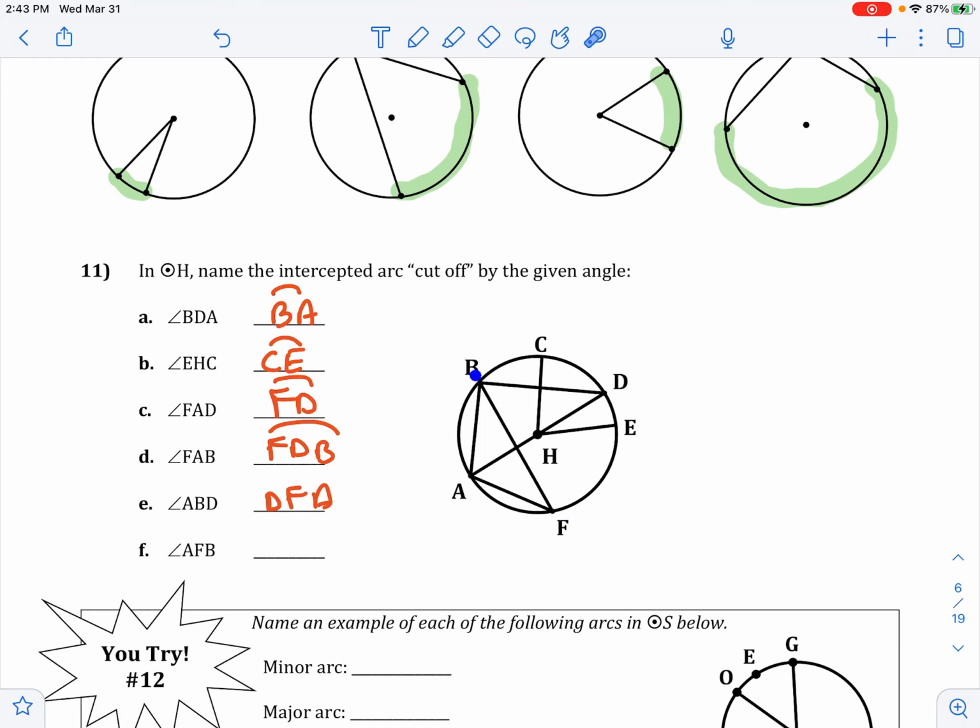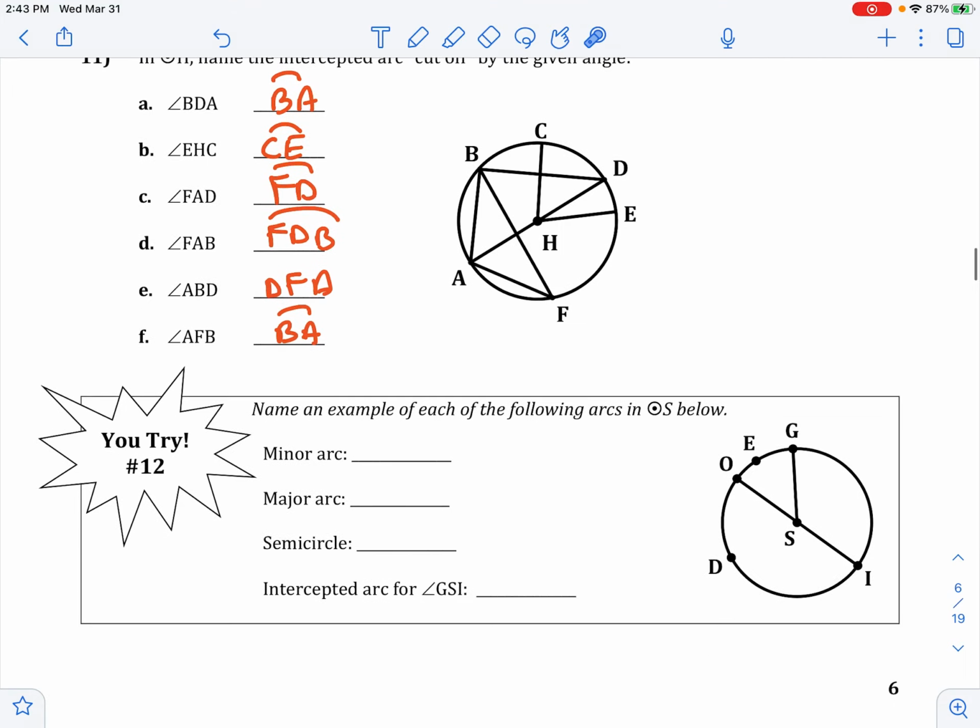AFB, that's kind of a little one. AFB looks like BA. So notice BA was used twice. BA is actually an arc that's been cut off by 2 different angles. Like if you look at part A, BDA cuts off that arc and AFB cuts off that arc. And these 2 angles are both the same type of angle. So we're going to learn what's true about those. You can kind of predict what might be true about angle F and angle D.